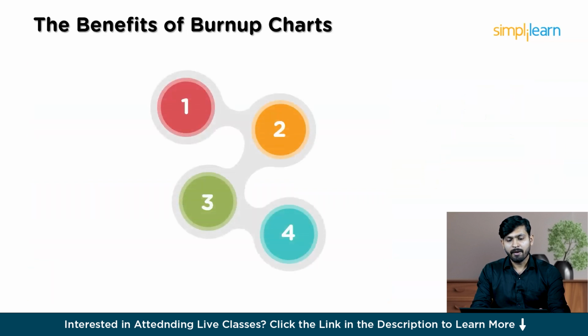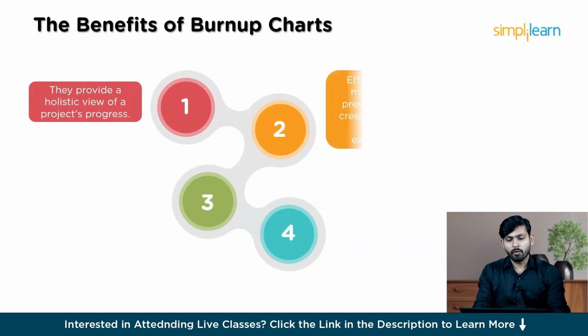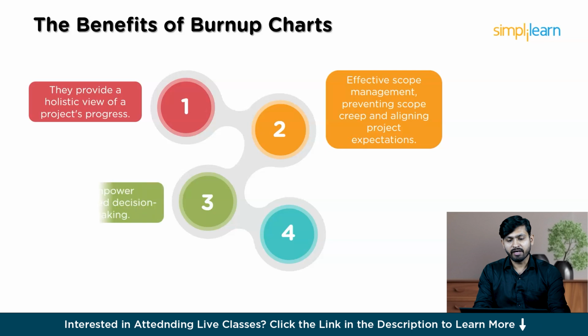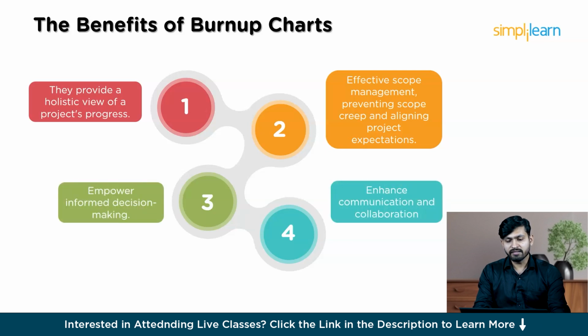Burnup charts offer multifaceted benefits in Agile project management. These charts provide a holistic view of the project's progress by displaying both completed work and total project scope. This comprehensive visibility aids in effective scope management, preventing scope creep and aligning project expectations. Burnup charts also empower informed decision-making through real-time data insights, enhancing communication and collaboration within the team and with stakeholders, and serve as a motivational tool by highlighting milestones and achievements.